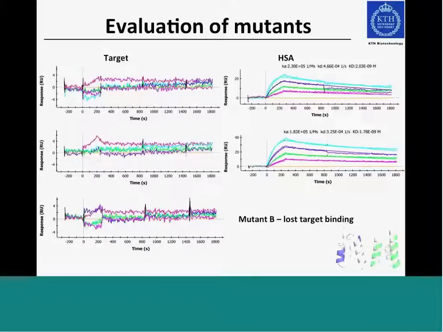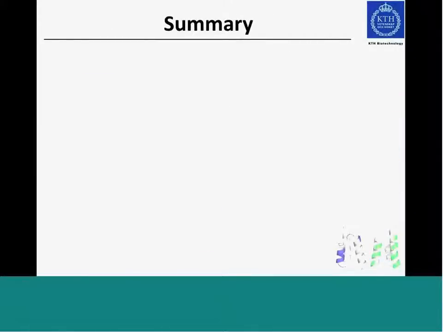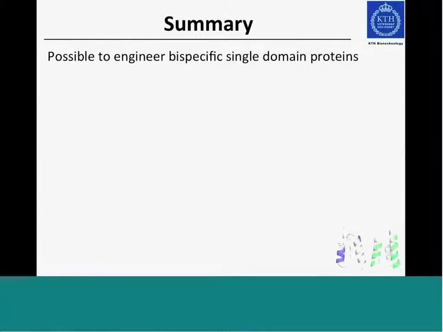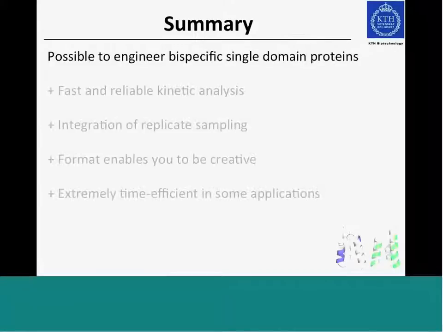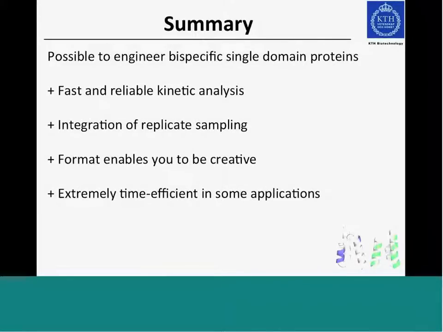So just to summarize, we have the ability to engineer bispecific single-domain proteins, as you've seen. And we can do a lot of kinetic analysis on these faster. We have integration of replicate sampling, which is very quick. You don't have to really worry about doing it over and over again. It just takes a day and then you're done. The format enables us to be creative. We can think of all kinds of ways to test interactions. You can have multiple analytes, and you can do all kinds of tricky things. And it can be extremely time efficient in some applications.